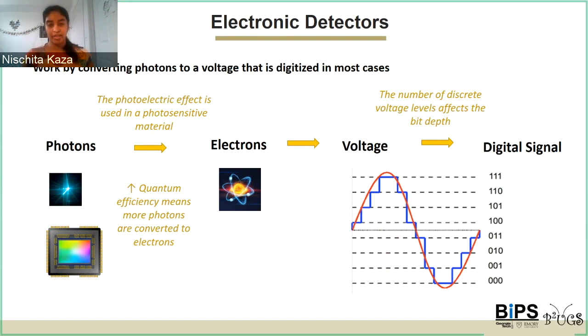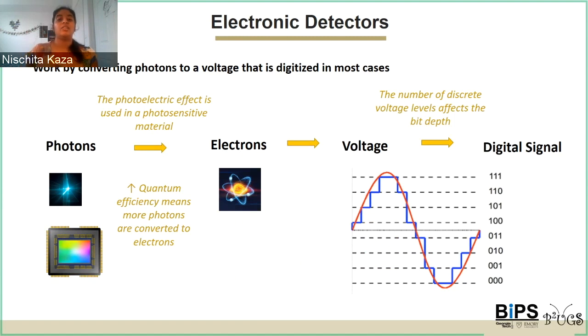Once you have electrons, you can essentially generate a voltage or an electric current. The voltage would be an analog signal, but you have an analog to digital converter to convert it to a digital signal. As you can see here, there are about 8 different digital levels, but depending on the type of signal, you can have something like 1024, or maybe 256, 512. This is essentially known as the bit depth, or the number of bits you need to be able to store this digitized and discretized voltage.